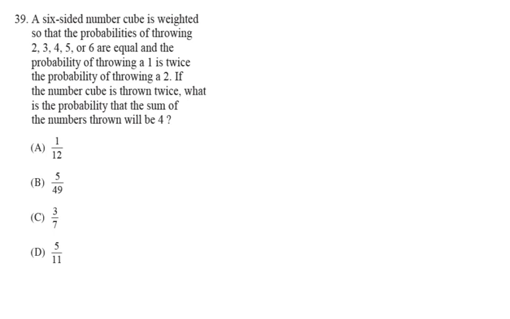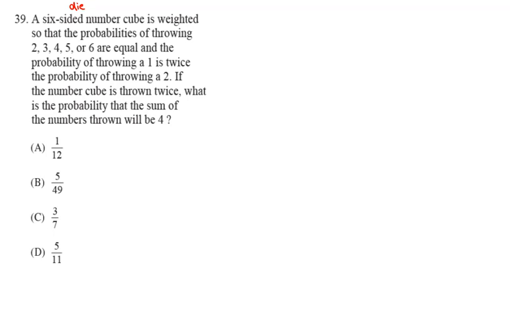In problem 39, we have a six-sided number cube, and that's just another name for a die. And it's weighted so that the probabilities of throwing 2, 3, 4, 5, or 6 are equal, and the probability of throwing a 1 is twice the probability of throwing a 2.